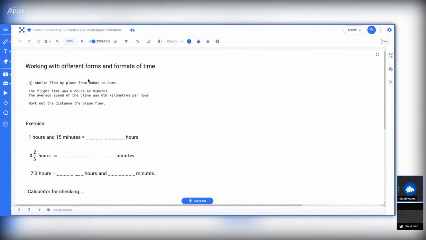It's pretty straightforward, actually. I believe I flew by plane from Dubai to Rome. The flight time was 6 hours 42 minutes. Okay, hours, minutes, that's one form. And the average speed of the plane was 650 kilometers per hour. So they're dealing with kilometers per hour, and you want your time in that format. Obviously, they're asking for average speed. So average speed, you know what that is?